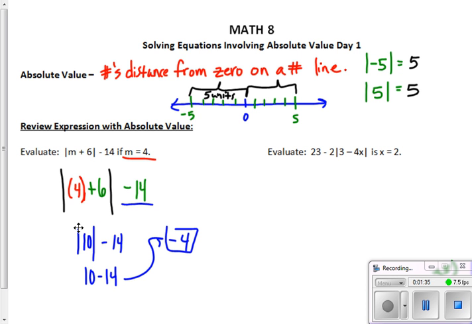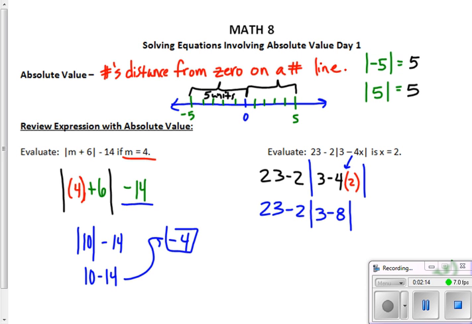Example 2, same scenario. Go ahead, rewrite the expression, substitute 2 in for x, use a set of parentheses to show that substitution is taking place. There's my substitution. Reminder, we need to take care of what's inside the parentheses first, following order of operations. So I'm going to rewrite things as we go here. 23 take away 2 inside my absolute value. Inside the absolute value, you take care of multiplication before your subtraction. So I actually have 3, and then we have 4 times 2 is going to give us 8, and that is -8. Order of operations, PEMDAS.